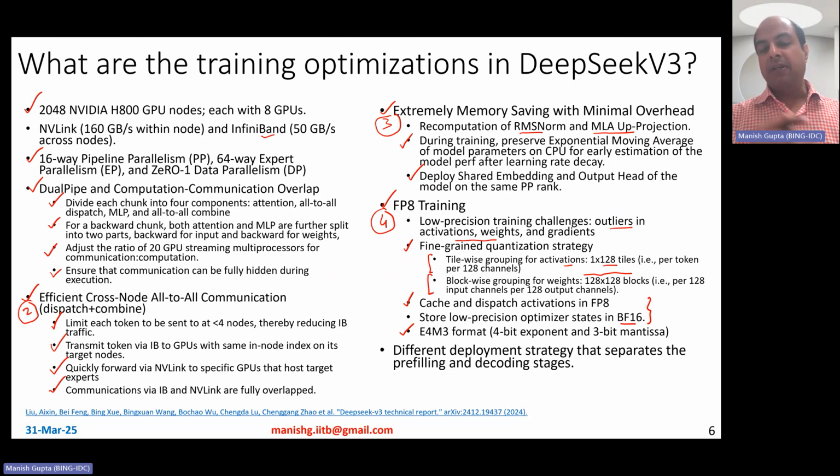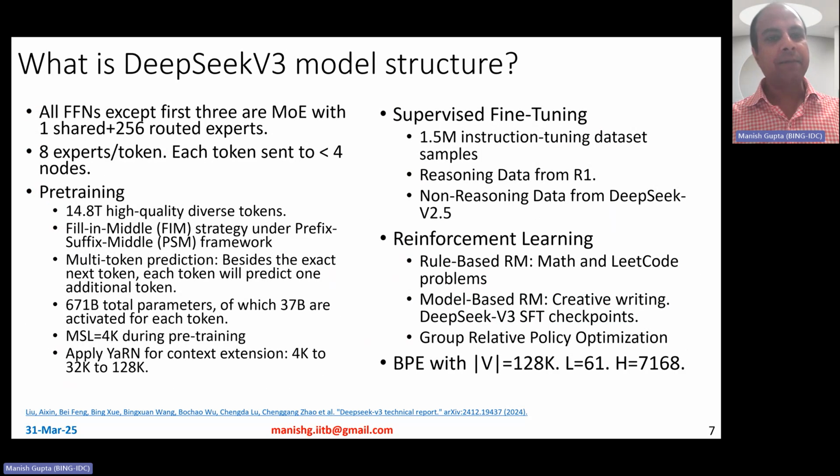Finally, different deployments at inference time. This is all for training time, but at inference time, they have a very different deployment strategy while pre-filling versus decoding. Whenever you put up a query, they pre-fill the KV cache and so on, right? So that part is very different from a deployment perspective compared to the decoding part. Again, details are in the paper, but I tried to present an abstract picture here.